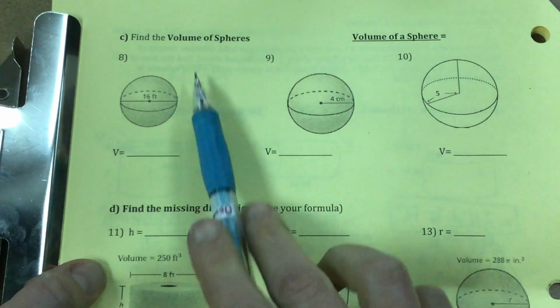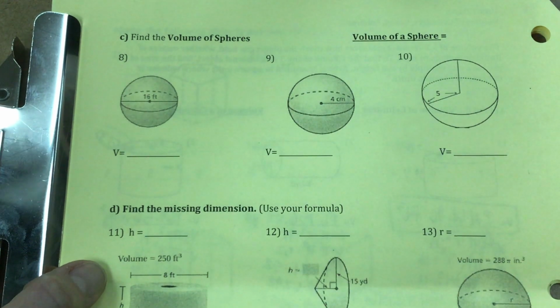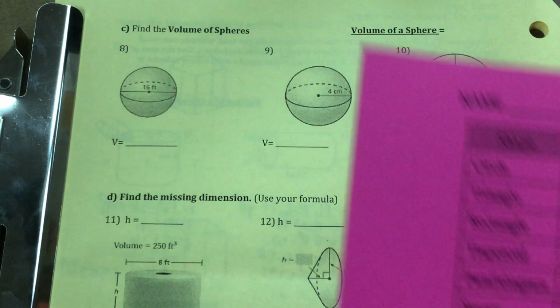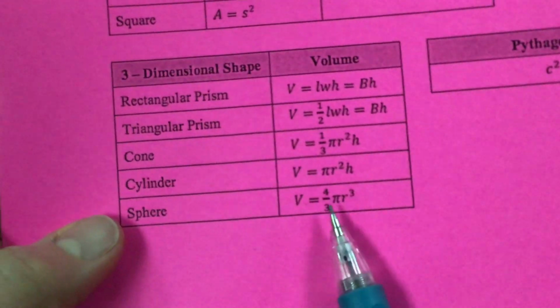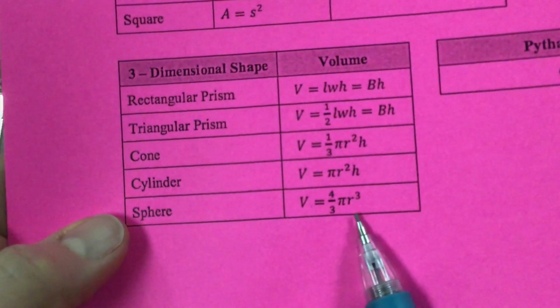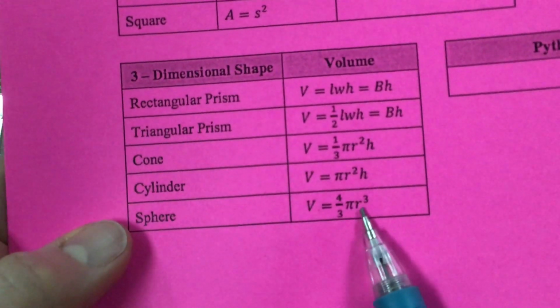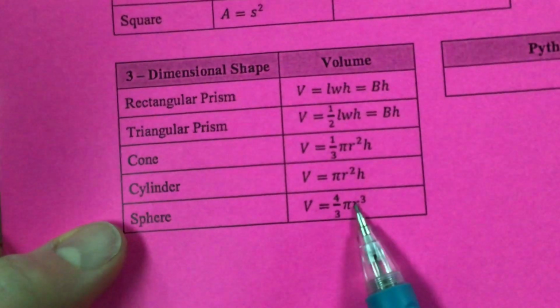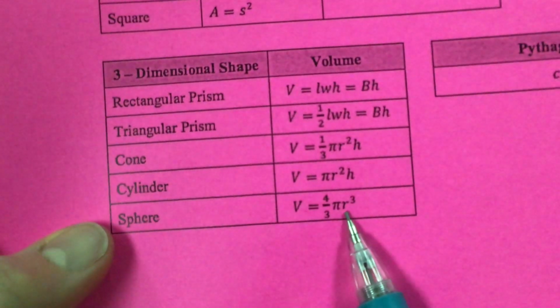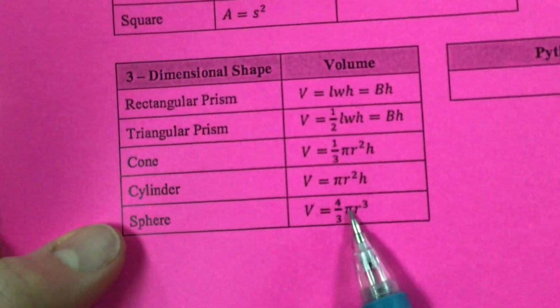Now we're dealing with volume of a sphere. If you use your reference sheet, we have our sphere here, which is volume equals 4/3 times pi times r cubed. That means we're just going to take our radius times our radius times our radius, 3 times. So not squared. Please be careful of that.